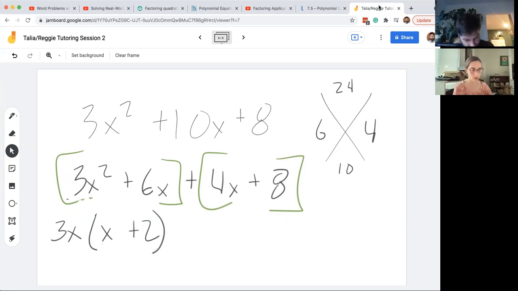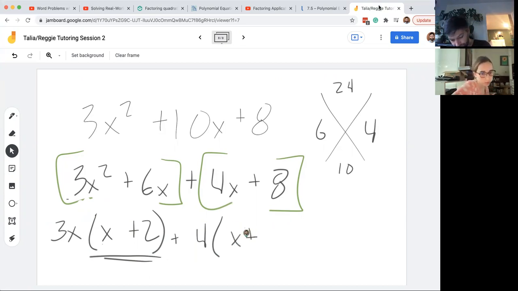Yes. So now I'm going to look at the other side. You want to think, what's the greatest common factor here? 4. You're hoping to end up with an x plus 2 in the parenthetical. Okay. So 4, and it's going to be 4 times what would give you 4x plus 8? 4 times x plus 2. Exactly. Good job.